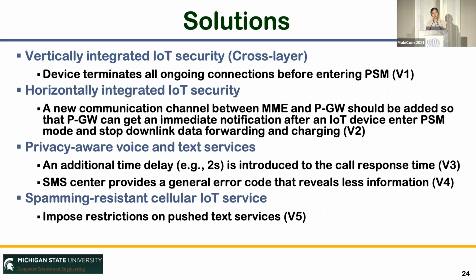At last, we propose a suite of solutions to address the above 5 identified vulnerabilities. We introduced a vertical security mechanism to address V1, that the device should terminate all outgoing connections before entering the power saving mode. And a horizontal security mechanism was proposed to address V2. An additional time delay is introduced to the call response time to prevent V3, and the SMS center should provide a general error code to prevent V4. At last, the carrier should impose restrictions on the pushed text service to prevent V5.